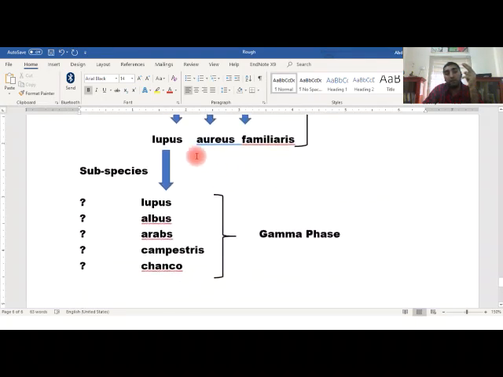But then again, we started studying the species lupus, and we found that there were 5 subspecies in this lupus. And how will we do it? Simply, we will collect the species and study their characteristics. So this phase where we find out the subspecies is known as gamma phase.